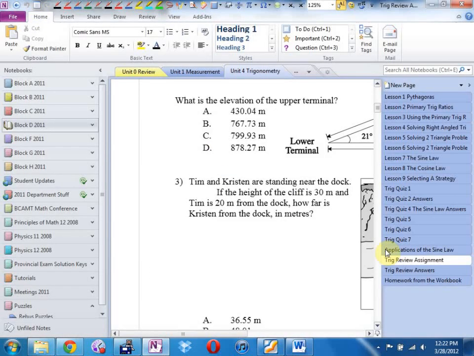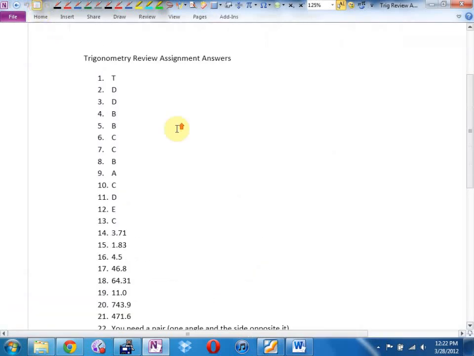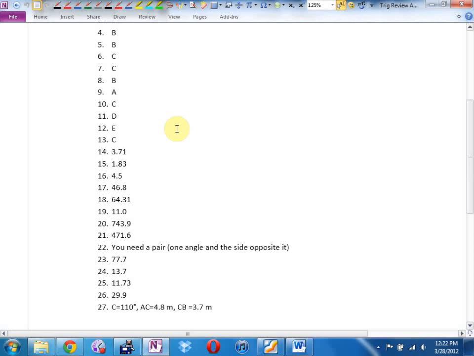There was a typo on the little answer key I gave you, on question number 17. The answer was really 6.84. I forgot to square root on the cosine law, which, as I said, is the most common mistake that people make. Other than that, folks, I think you guys are in really good shape.